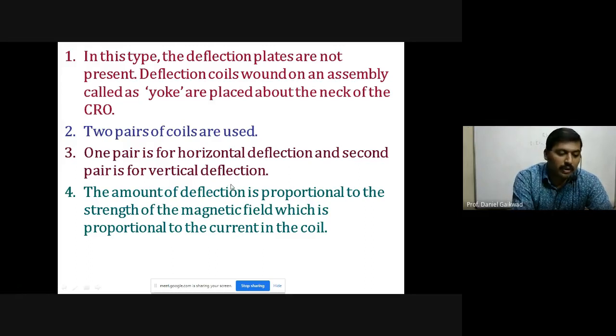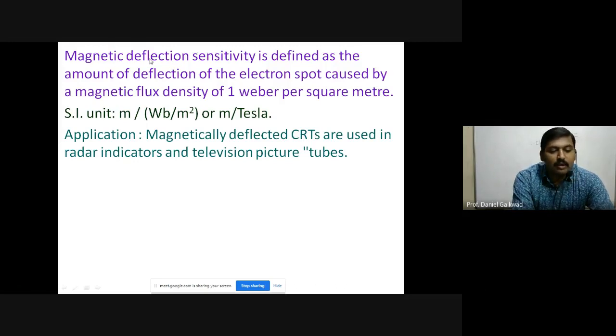Now we again have the same type of definition, magnetic deflection sensitivity. It is defined as the amount of deflection of the electron spot caused by a magnetic flux of 1 Weber per square meter. So suppose the flux is 1 Weber per square meter, and with the help of that flux, how much the electron spot will be deflected gives the concept of magnetic deflection sensitivity. That is the same as the electrostatic deflection sensitivity.